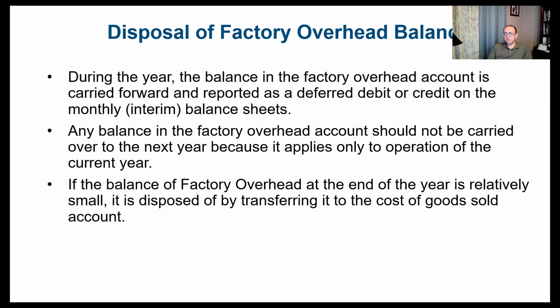Now let's dispose of the factory overhead balance. We cannot keep it at the very end of the year. We're going to absorb it into, or dispose of it in, the cost of goods sold. So during the year, the balance in the factory overhead account is carried forward and reported as a deferred debit or credit on the monthly interim balance sheet. Any balance in the factory overhead account should not be carried over to the next year because it applies only to operations of the current year.